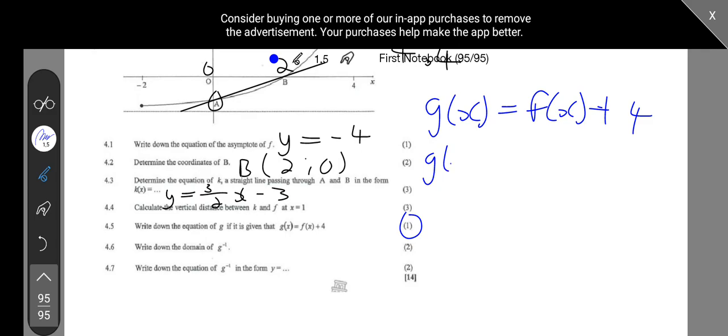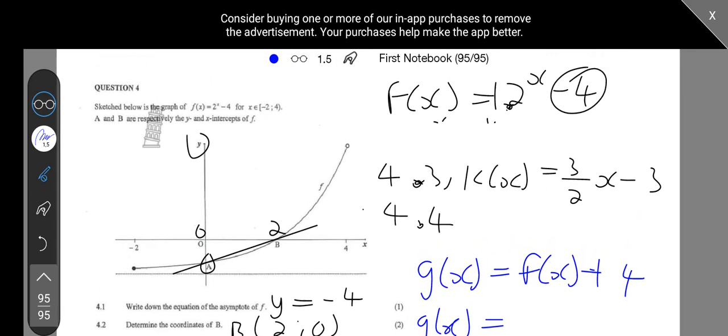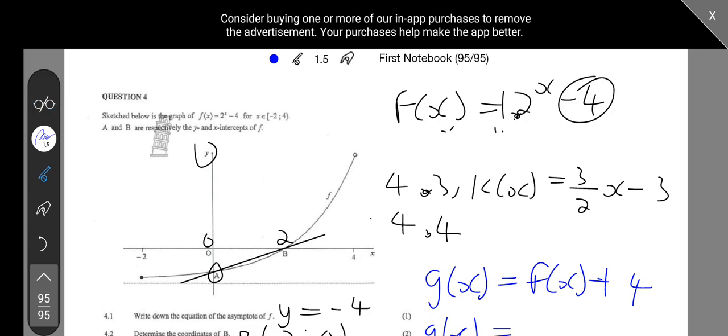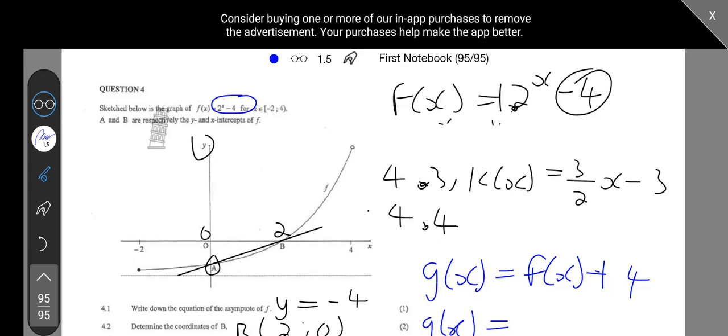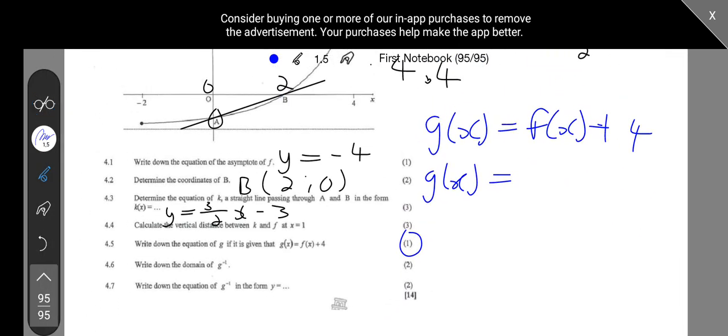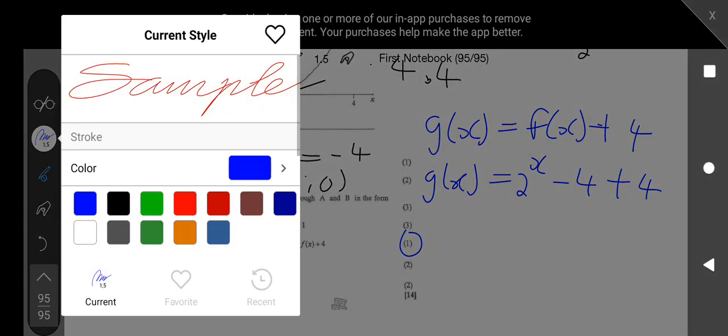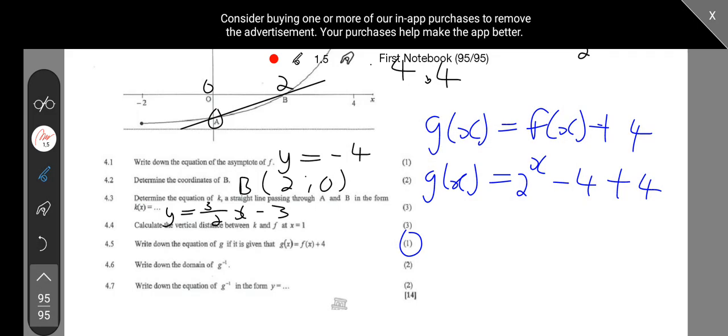So g of x is equal to, where we see f of x, we are going to plug in 2 to the power of x minus 4, because that is f of x, right? So I'm going to say that 2 to the power of x minus 4, and then plus 4. There's something important that an examiner did here, but many people might not be aware. What they did, they added 4. Where did they add 4 to? To the value of q.